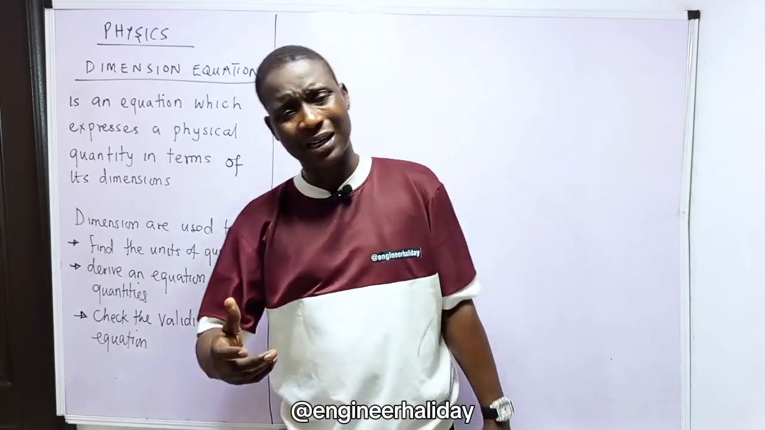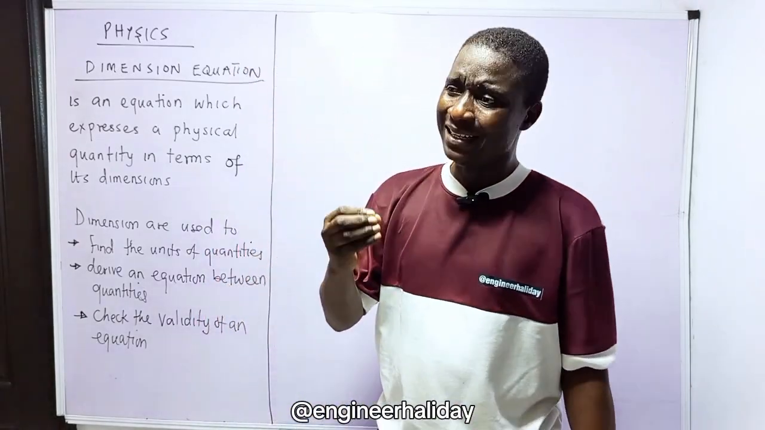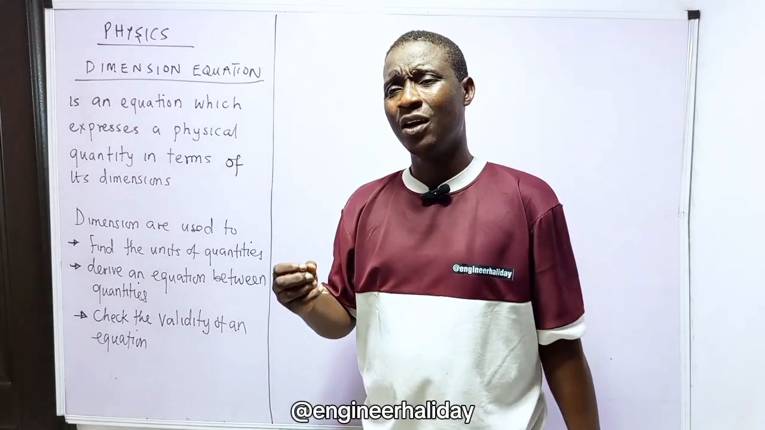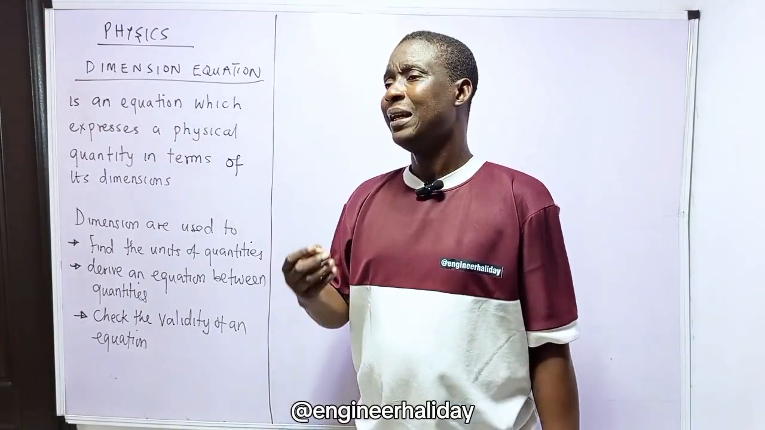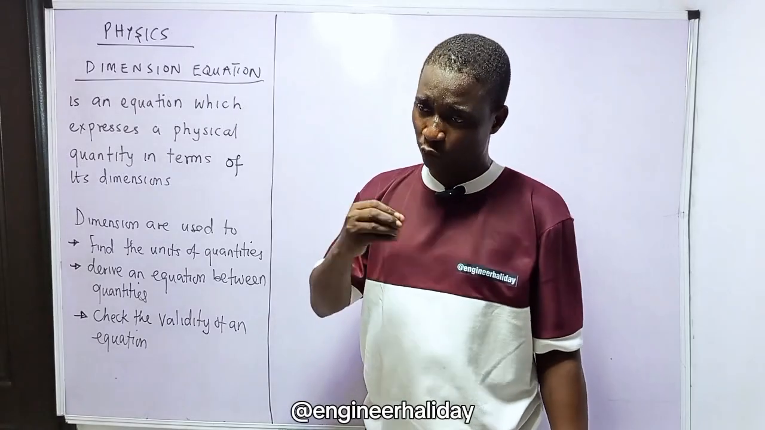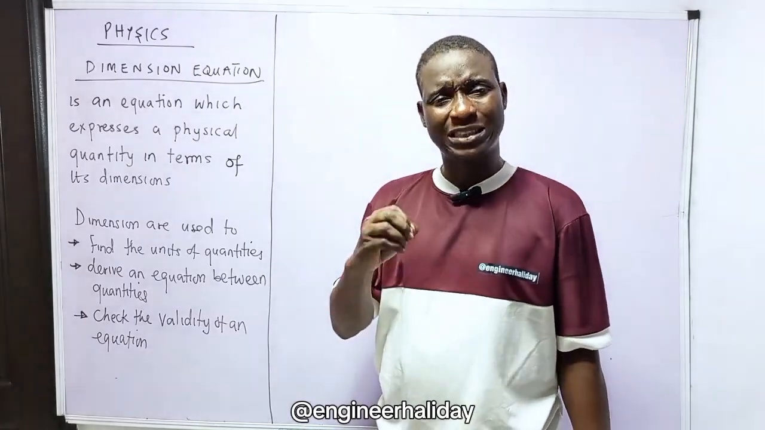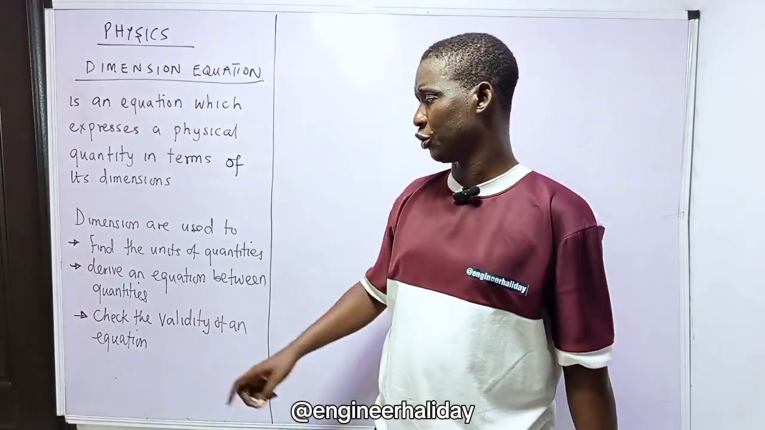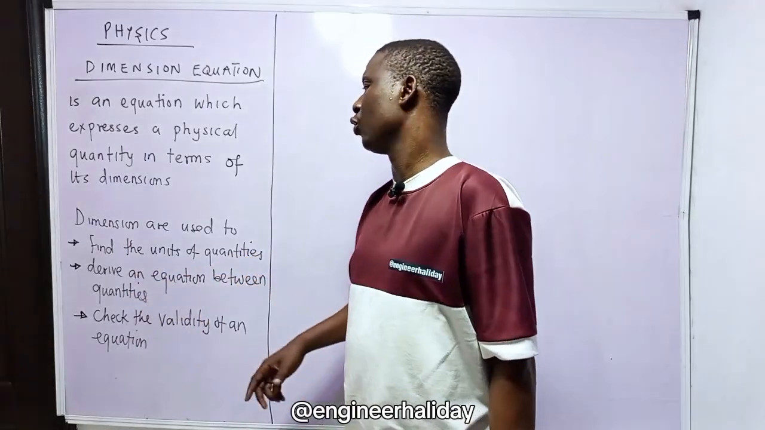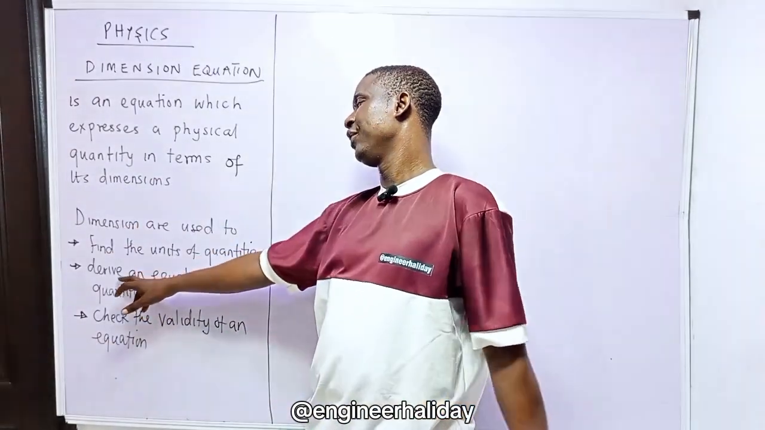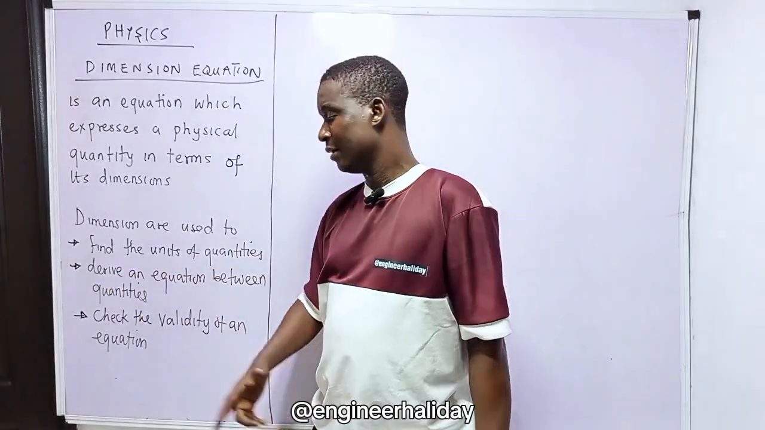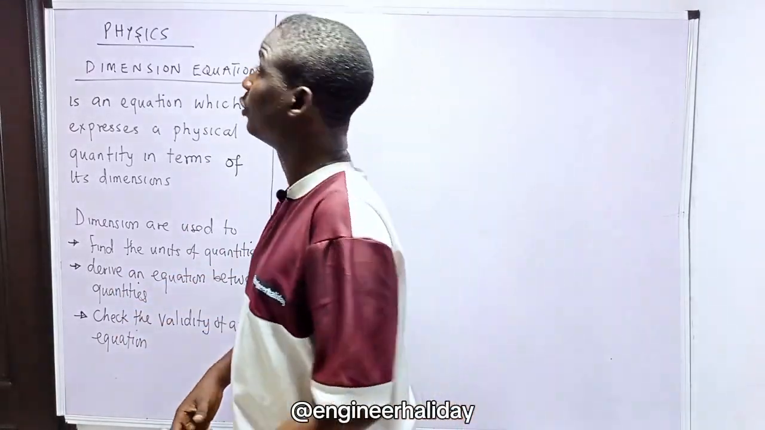And dimension can do three things. It can be used to find the unit of a physical quantity, it can be used to derive an equation, and it can also be used to check the validity of an equation.